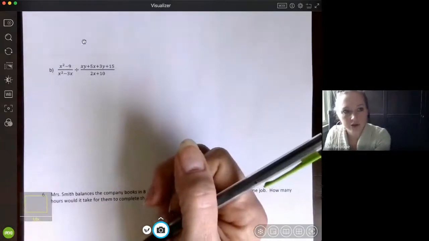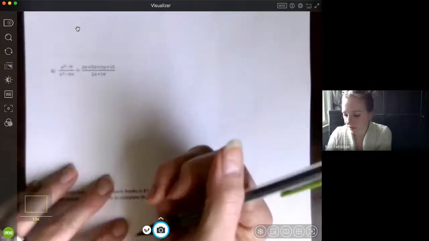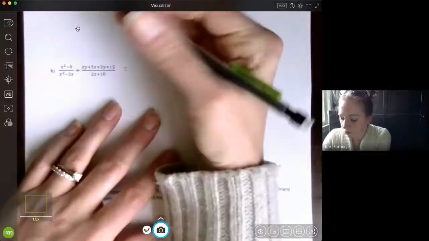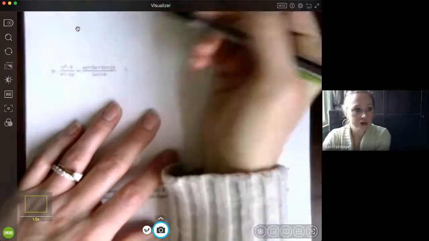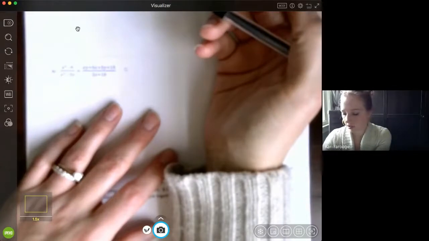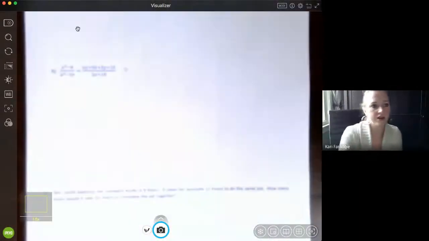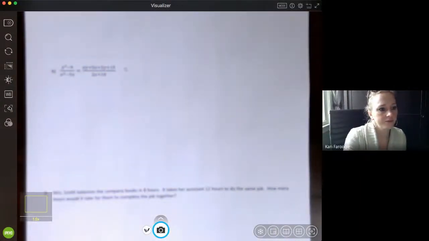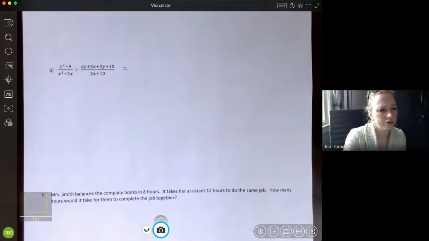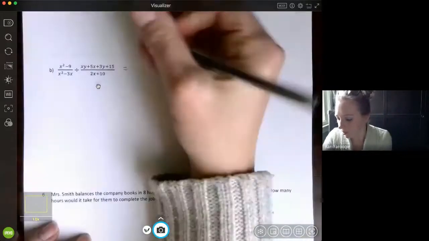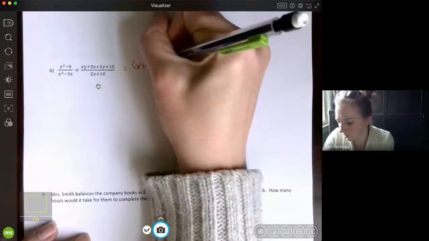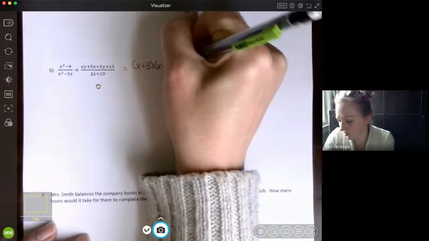If you'd like, while you work on that, you can go ahead and start factoring. For instance, the difference of 2 squares, we actually haven't seen the difference of 2 squares in a while. We have x squared minus 9. The difference of 2 squares will factor to x plus 3 times x minus 3.